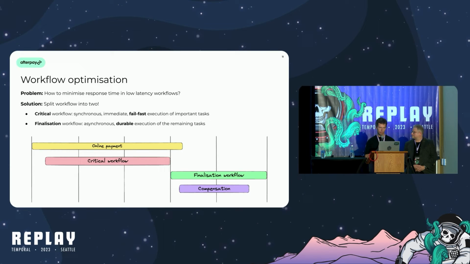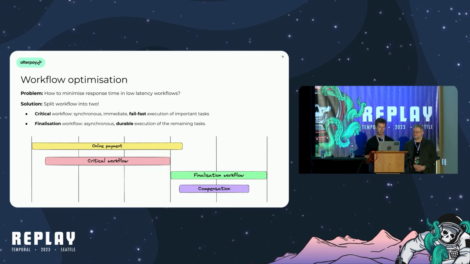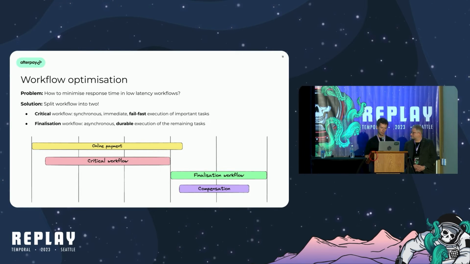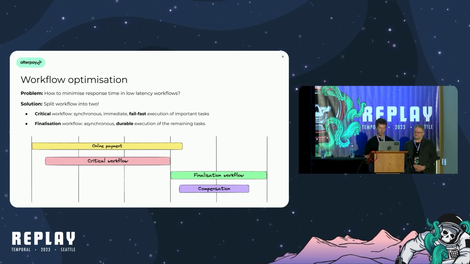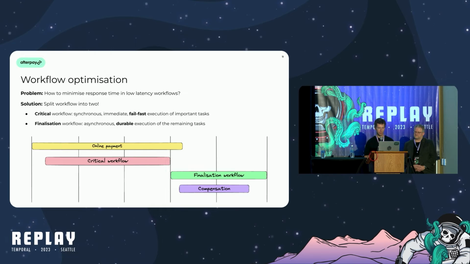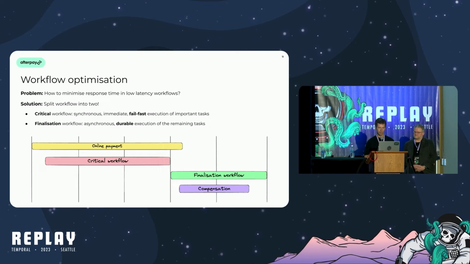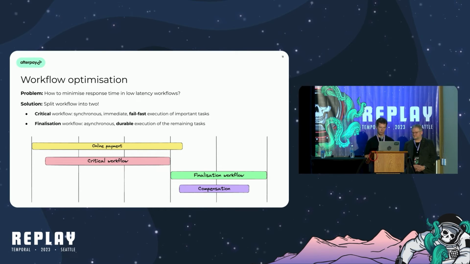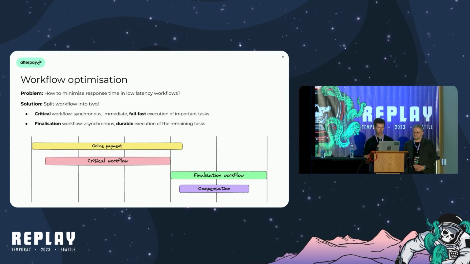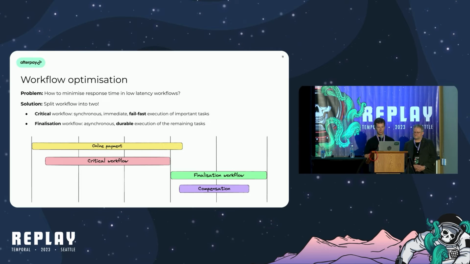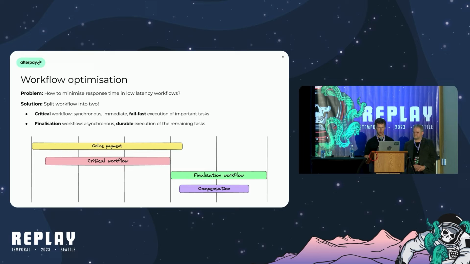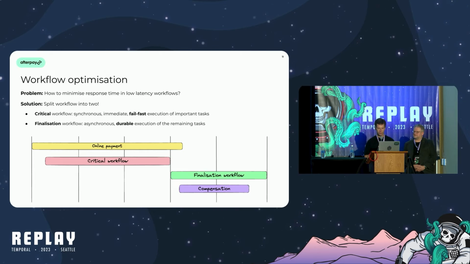So we split our workflow into two parts. Let's call them critical and finalization. First, the critical workflow. It executes all important tasks and fails fast if necessary. Then it asynchronously starts a child workflow, which we call the finalization workflow, and then immediately returns the result back to the user. When we start a finalization workflow, we provide enough context to execute remaining tasks, run compensation, or maybe both.